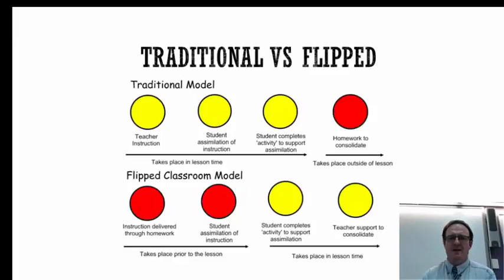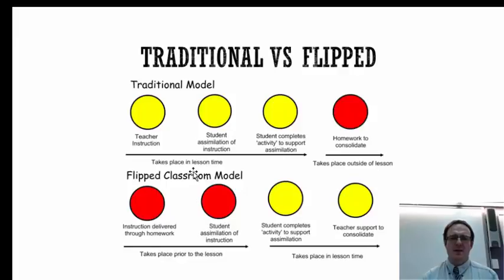So you can see here what takes place with the traditional model in the lesson time: teacher instruction, student assimilation of instruction, student completes the activity to support the assimilation, and homework is done outside the lesson to consolidate that. Now, with the flipped model, as the name suggests, it sort of turns that on its head.